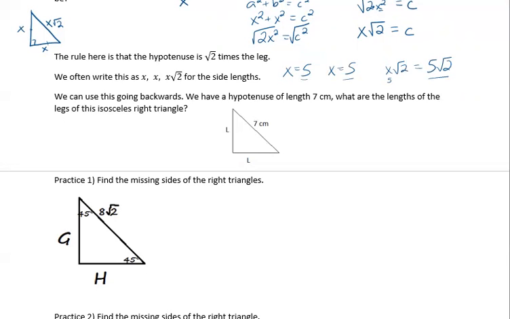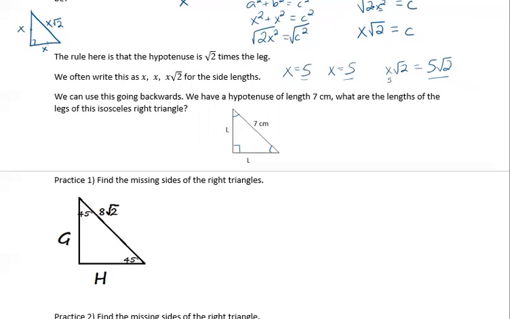We can also use this going backwards. It's a little bit trickier, but we can do it. We have a hypotenuse right here of a length of 7 centimeters. I know that these are the same and this is a right triangle. So what are the lengths of this isosceles right triangle? What are my L's, my legs?